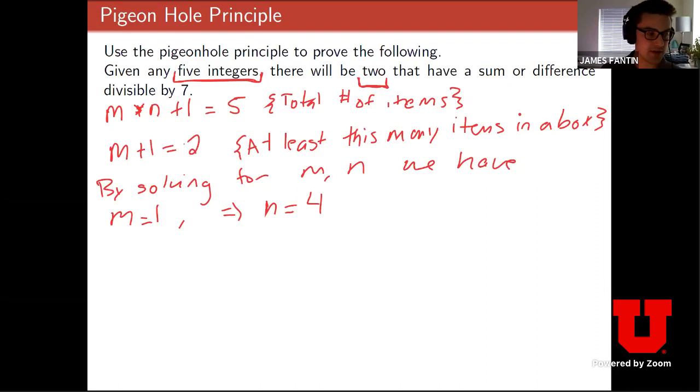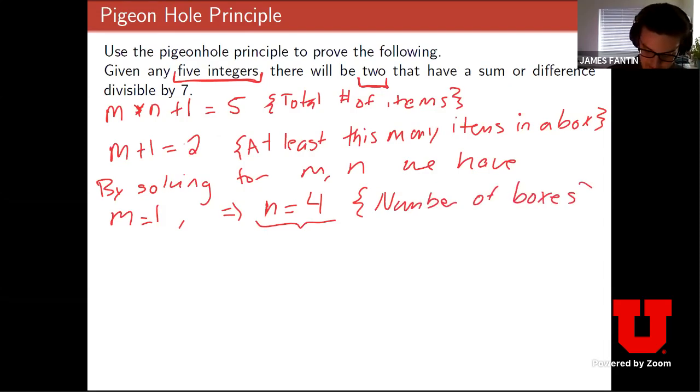And can anybody tell me what's so important about what the value n is? What does the value n represent for us in a problem on the pigeonhole principle? Yeah, so we've got some answers in the chat. Yeah, the number of containers. So n equals 4, and this is the number of containers, or the number of boxes. And so now we've solved for all the information that the theorem on the pigeonhole principle gives us. So what we can say is that since n is equal to 4, we want to have 4 boxes.